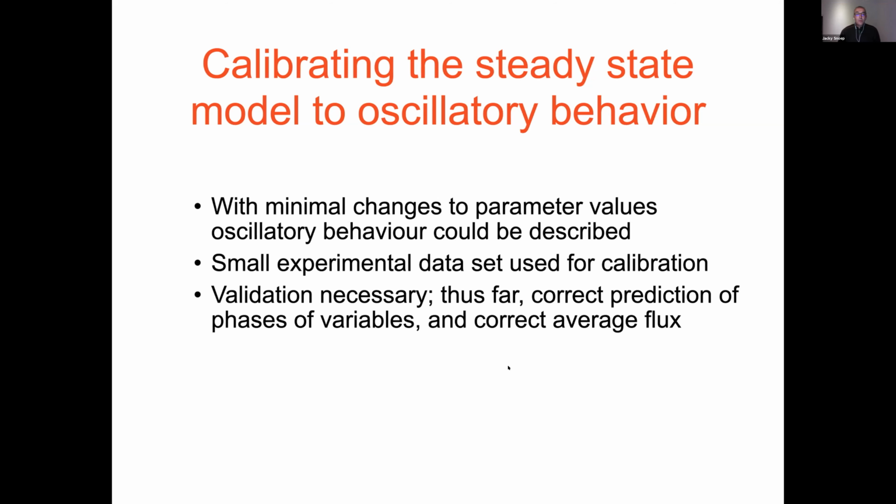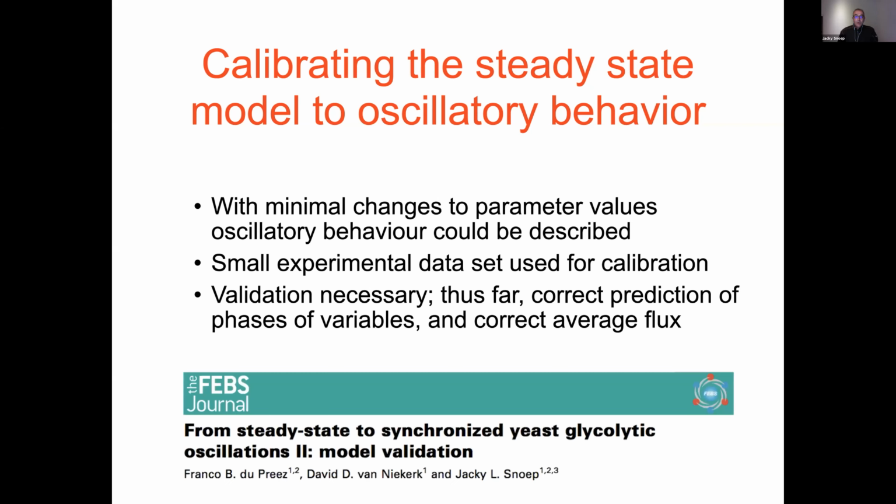So we allowed for small perturbations, actually fairly small changes in the enzyme activity. And we gave it a very small experimental data set, right? So we just told it, you must oscillate, you must synchronize, and we gave it an amplitude. That was all. And that gave a fairly good description of the data. But of course, now we need to validate the model a bit more. So we tried to simulate a lot of different experiments that exist in the literature. That's published in the second paper on model validation.